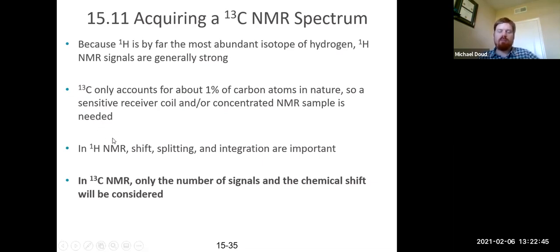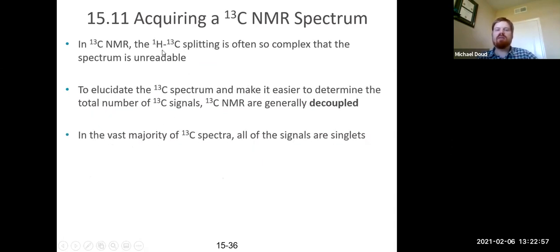And while with proton NMR we talked about shift, splitting, and integration, with carbon-13 NMR we reduce it. We're just looking at the chemical shift and then the number of signals. The reason for that is because the splitting between protons and carbon-13 is extremely complicated. If we were to look at that spectrum involving that splitting, you're not going to get any information out of it. So what we do is we decouple those.